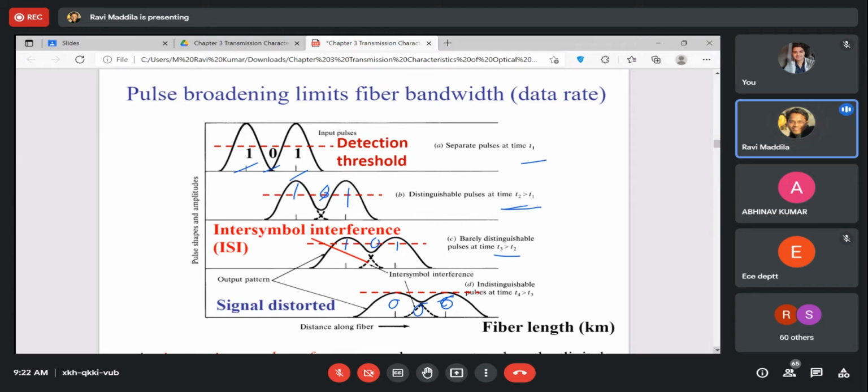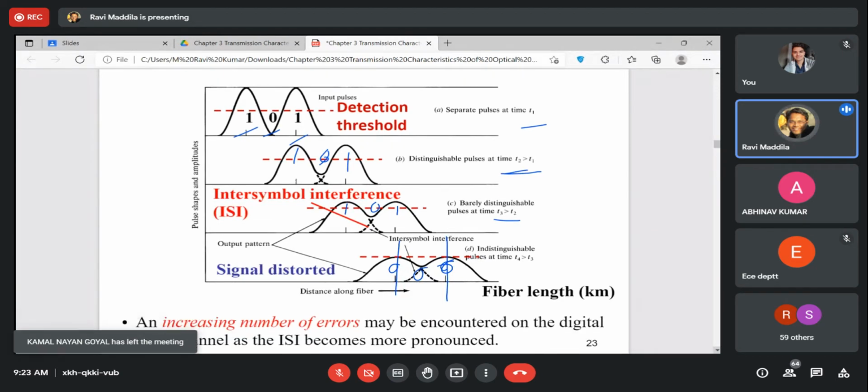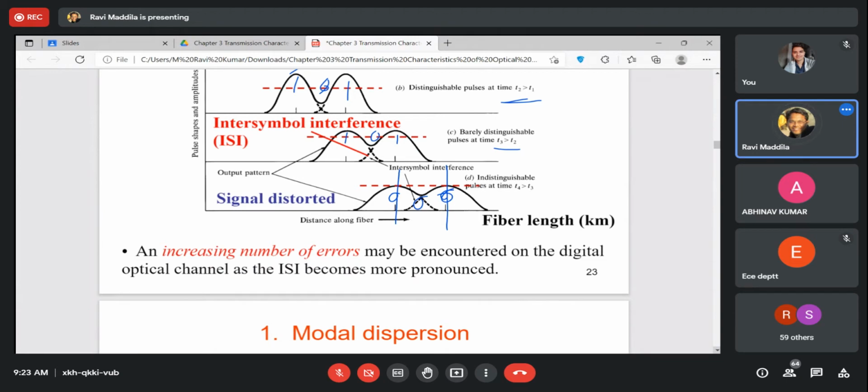So in this way, just by loss of power, we can say that, it's not exactly a loss of power, but the signal amplitude or power is getting reduced at specific times, at the time where you want it to be at a peak.